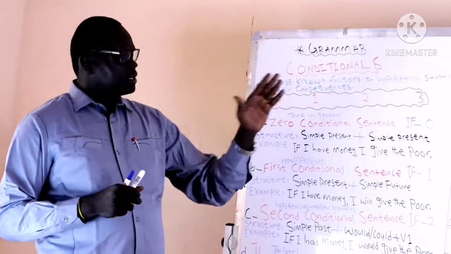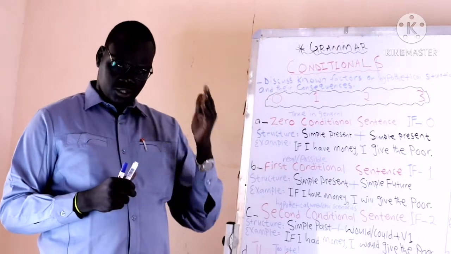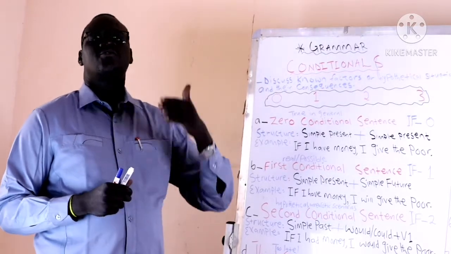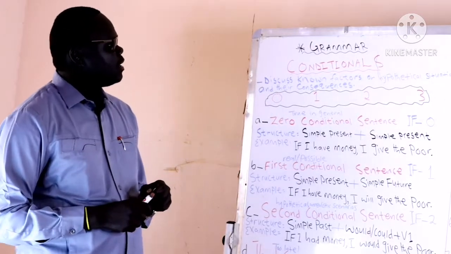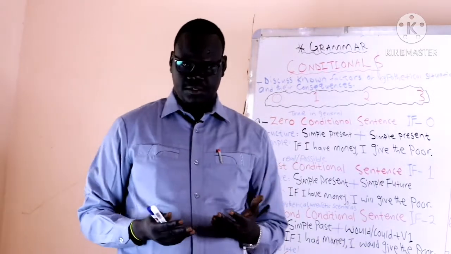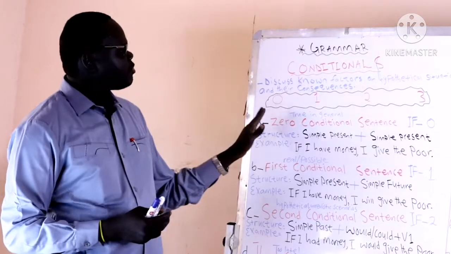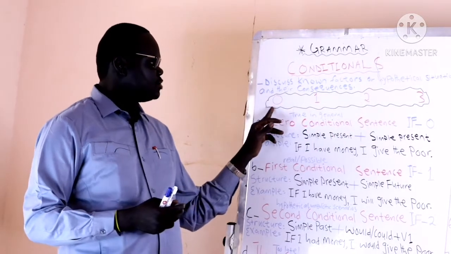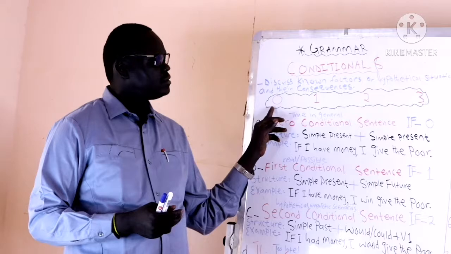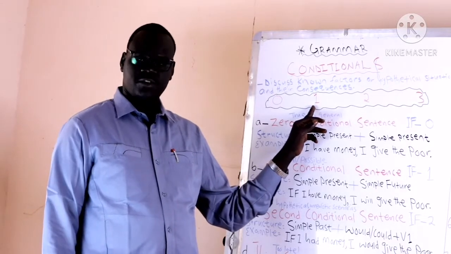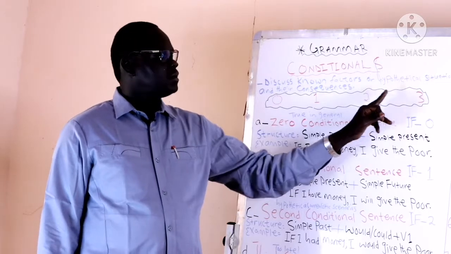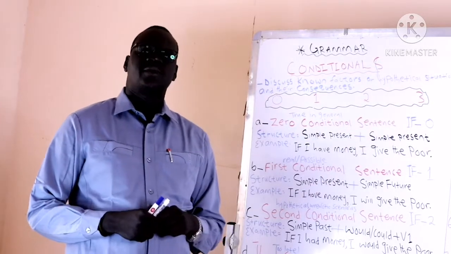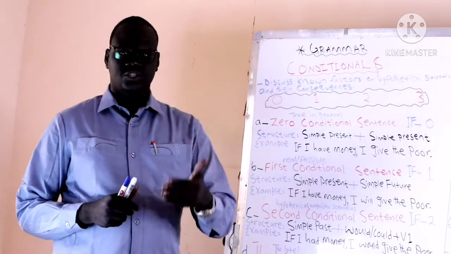They are called conditional cases, conditional clauses, conditional sentences or conditionals. Or sometimes they are called if clauses. They are of four types: type 0 or zero conditional, type 1 or first conditional, type 2 or second conditional. And then the last one is type 3 or the third conditional sentence.